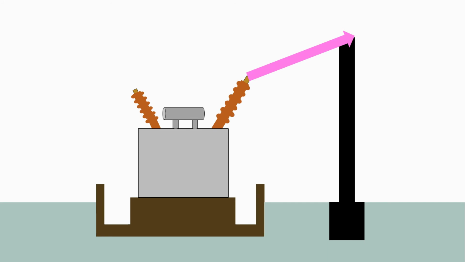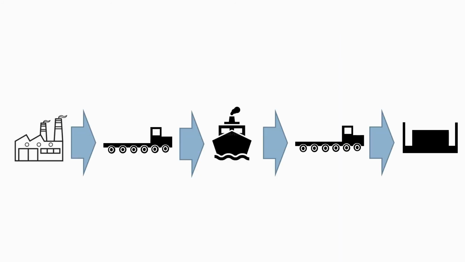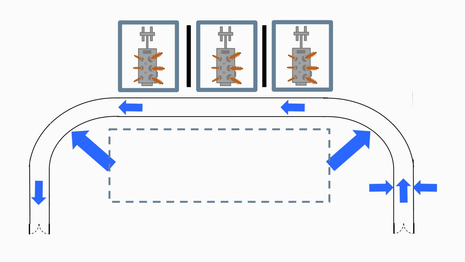Transformers can weigh up to 150 tons, and getting these important and expensive devices from the manufacturer to the substation can be extremely difficult. We look in detail how this can be achieved safely and also see how the substation needs to be designed to allow for the safe delivery of the transformer.